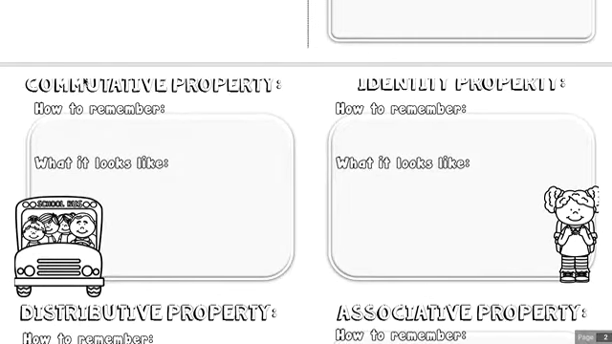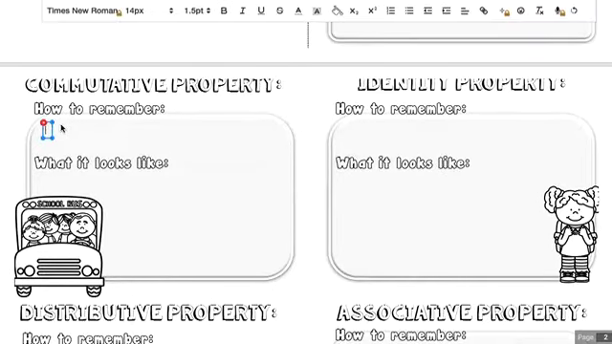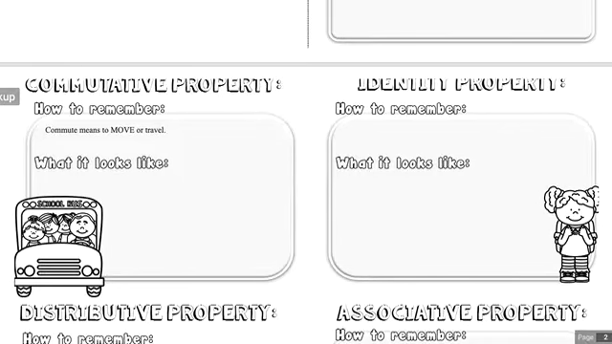Now with the commutative property, when I taught my 4th graders this, I taught them that the easiest way to remember the commutative property is that commute means to move. Commute means to move or travel. And I'm going to highlight that word move because that's probably one of the biggest parts of this. Commute means to move. When my husband goes to work, his commute is from St. Paul to Rogers, Minnesota. When I go to work, my commute is from St. Paul to Roseville. Commute means to move.